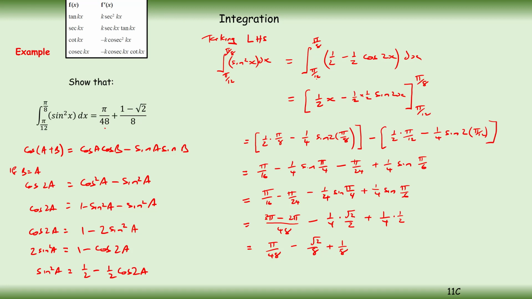Okay, so I'm going to flip them round to make it look like the question we got there. So it's equal to pi by 48 plus 1 over 8 minus root 2 over 8. And if I just use the 8 with one common denominator, I'm done. It's pi by 48 plus, all over 8, 1 minus root 2. That's job done. Exactly what I was looking for. So hopefully that wasn't too bad. It's all about finding out what you can integrate.